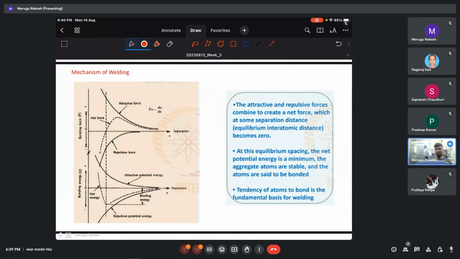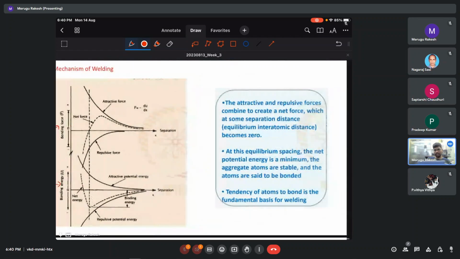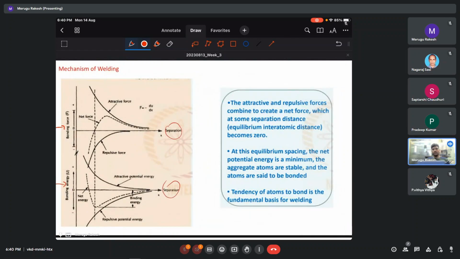So let us see the bonding. One figure shows the bonding force, the other shows the binding energy, and the x-axis is separation. If you try to bring two atoms very near to each other by applying heat or some pressure, this atom has electrons and that atom has electrons. When you bring them very close, the nucleus at the center of each atom will attract the electron clouds of the other atom. So there will be an attraction force developing.